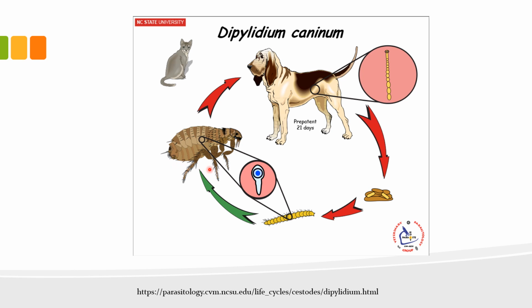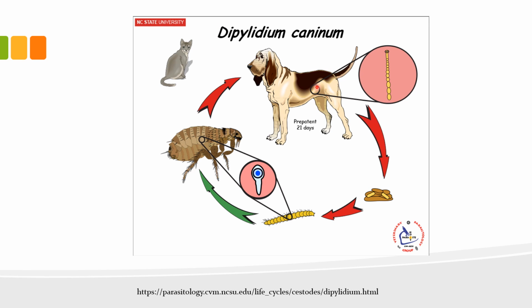As you can see here, the intermediate host of the parasite Dipylidium caninum is the flea, the cat or dog flea of the Ctenocephalides species. The flea harbors the cysticercoid form of the parasite, Dipylidium caninum, as well as its larval stages until the parasite becomes mature.